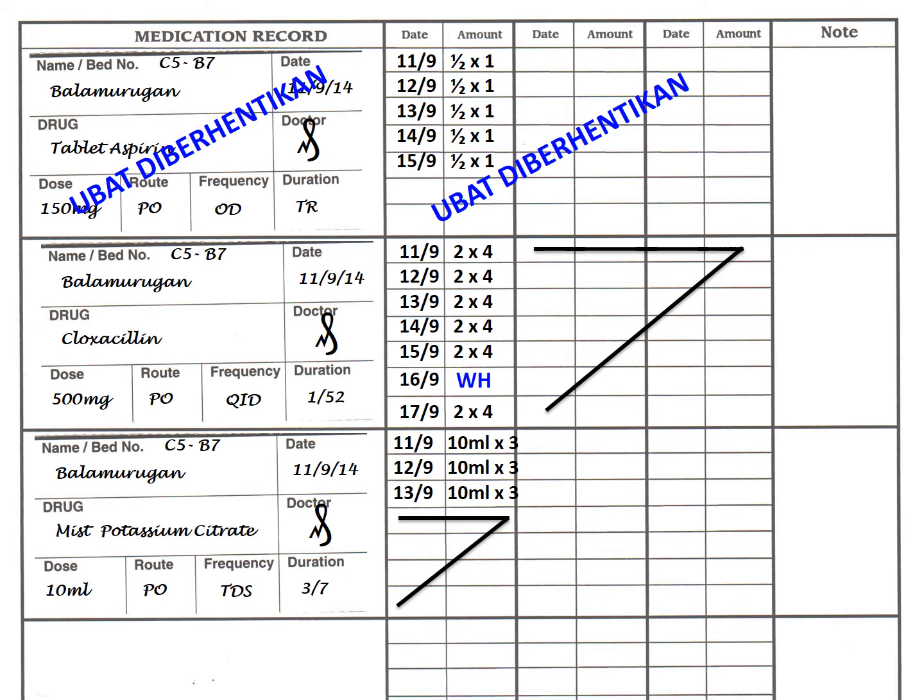Because the prescription is valid only for 1 week, after this we can't supply the medication on 18th of September. Let's assume the patient is still in the ward on 18th, we can't supply. We have to ask for a new prescription and paste it into our CMR. Is it clear? So another example here, mixture potassium citrate. It is given only for 3 days. After that, you already cancelled earlier, remember? So we cannot supply it anymore.